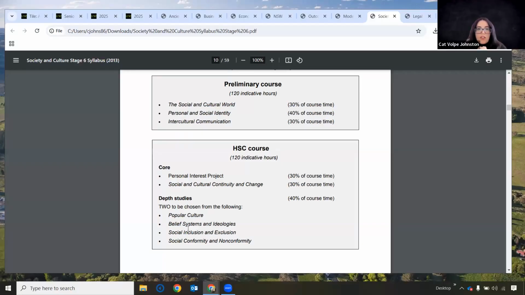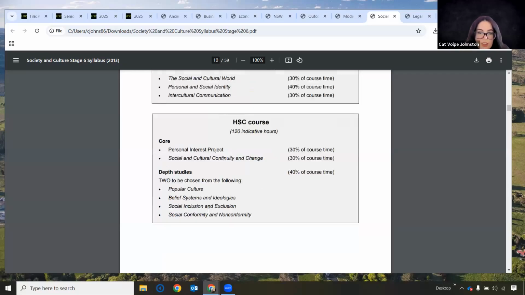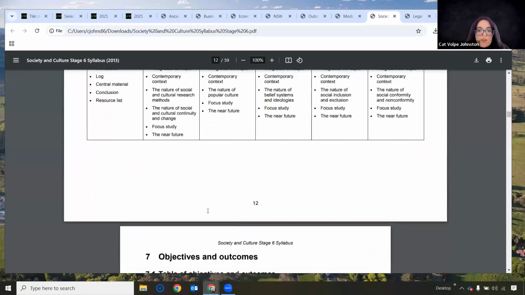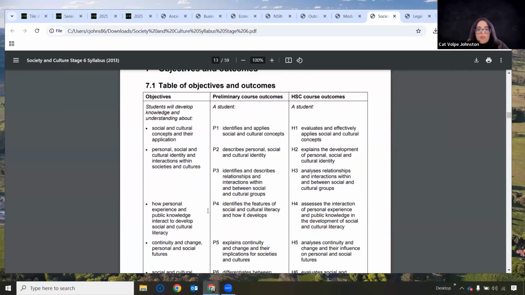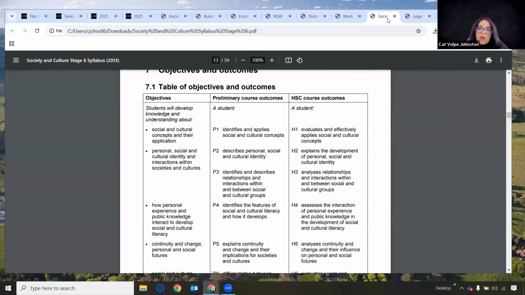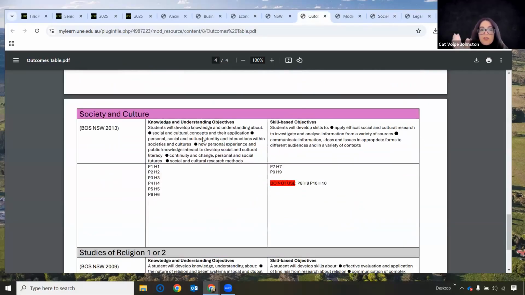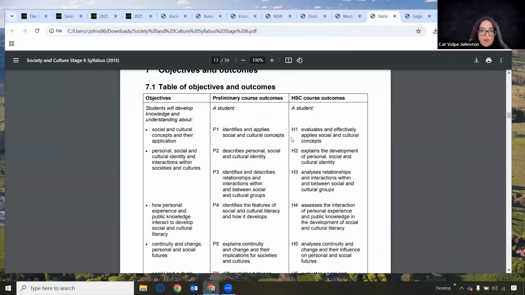Do not do a learning sequence based on the personal interest project. Okay, don't do that. It won't work really that well. So there are some definitions. Again, here are the objectives and outcomes. If you have a look at the table that I've uploaded, I've got the objectives split into knowledge and understanding, skill-based objectives, and then the codes for each of these. So make sure you pick the right one for each outcome that you need to use.